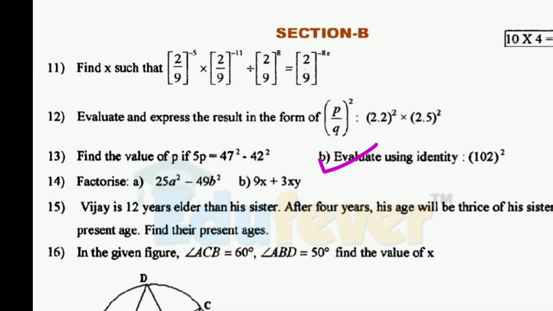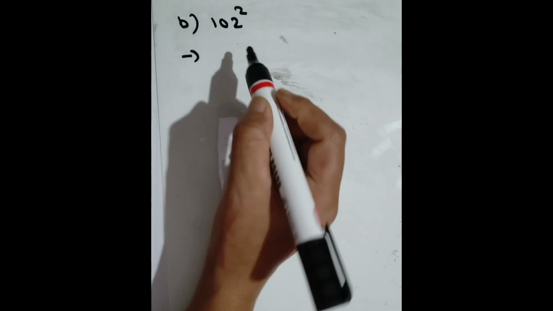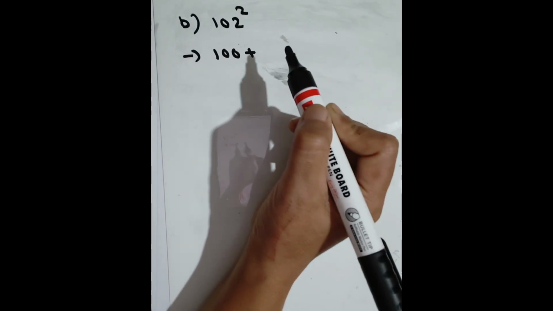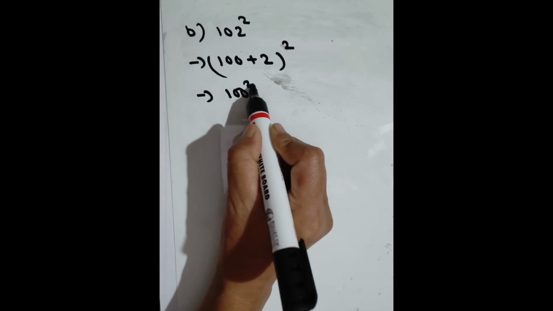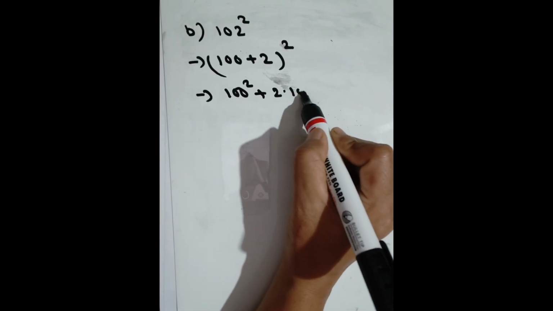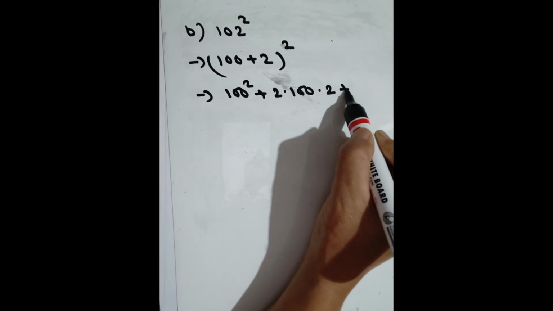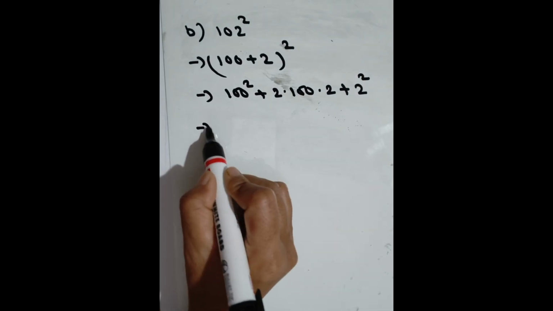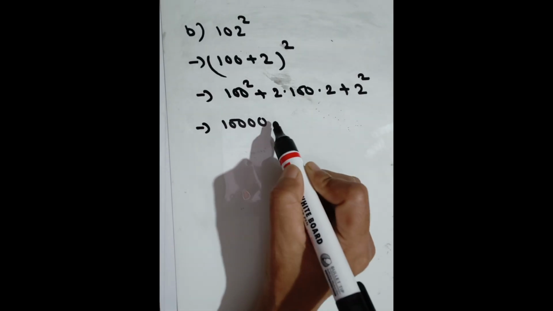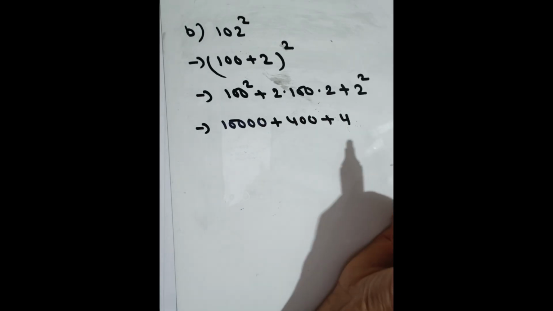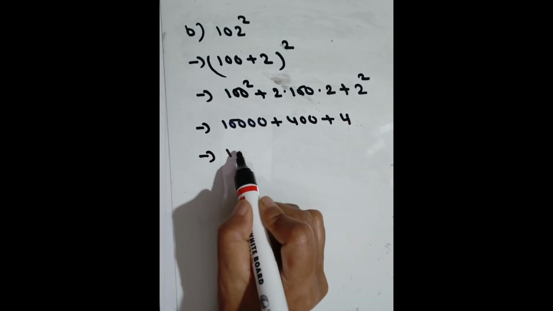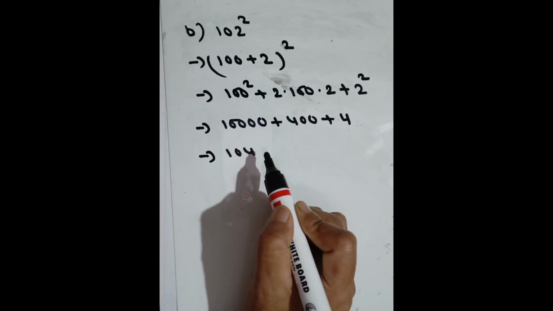Let's move on to the question number 14. Evaluate 102 whole square. So, 102 could be written as 100 plus 2 whole square. So, this is now in the form of a plus b whole square, which gives you a square plus 2ab plus b square, where a is 100 and b is 2. When you solve it, we'll get 10,000 plus 400 plus 4, which gives you 10,404 is your answer.